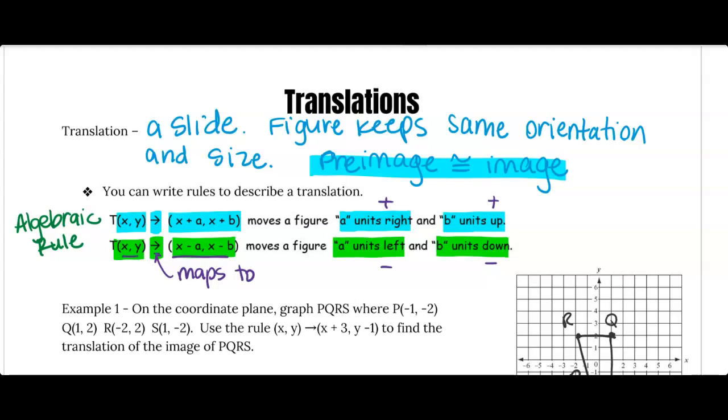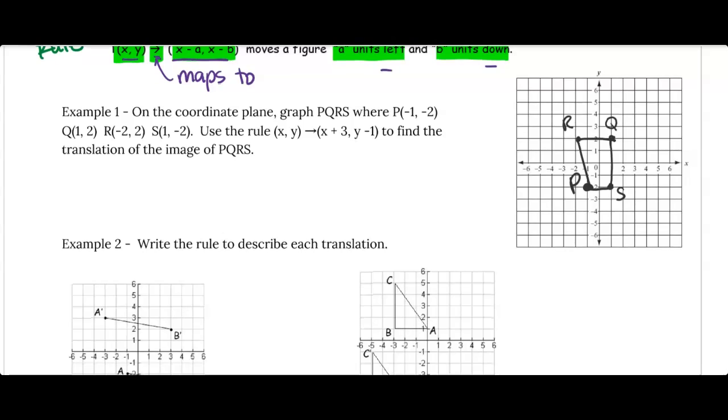So if we look at this example 1, on the coordinate plane, graph PQRS, where P and the others have those coordinates. I've already graphed that there for us. We're going to use the rule XY maps to x plus 3, y minus 1. So the x plus 3 means we're going to move 3 units right, and the minus 1 means 1 unit down.